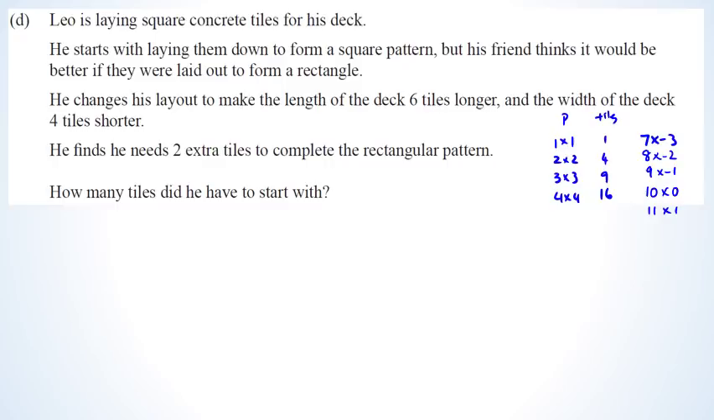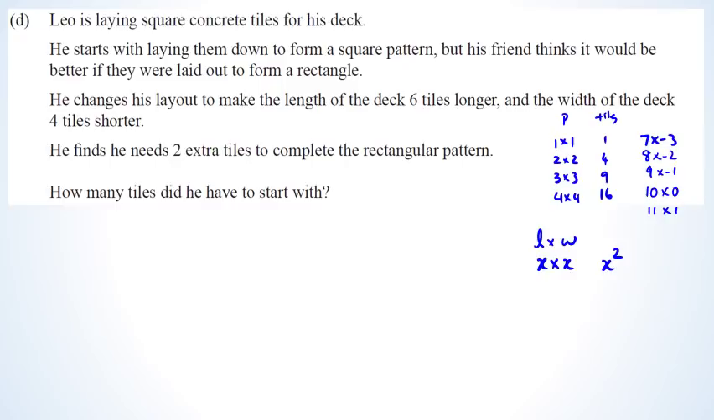So we're going to put this as x. That means the original square pattern that he has would be x times x, right? Which means the number of tiles he has is x squared. Now the reason I wrote x times x is because that's length times width. And then when he finishes it, he finds out that he's actually too short.